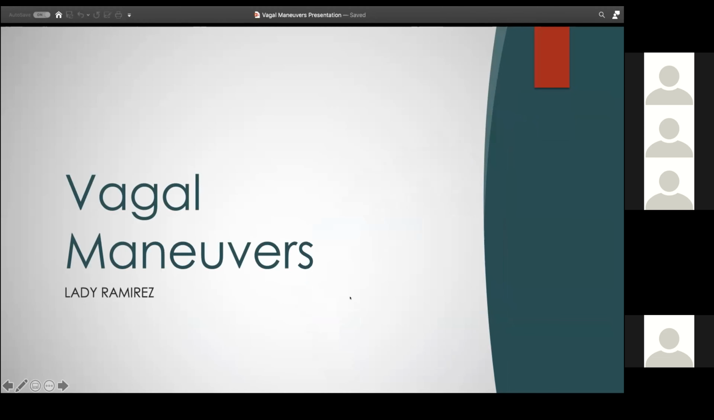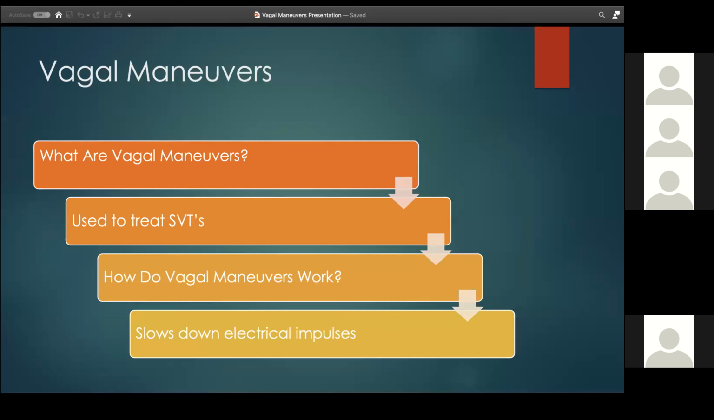Okay, so I'm doing mine on vagal maneuvers. Vagal maneuvers are usually a first line or first choice treatment for SVTs, or supraventricular tachycardia. The reason why is because they're low risk and low cost. So how do they work? Simply put, they slow down electrical impulses. They do this by affecting the vagus nerve. Essentially it sends signals to the AV node and disrupts the flow of electrical energy flowing through the heart, and hence it results in a slower heart rate.